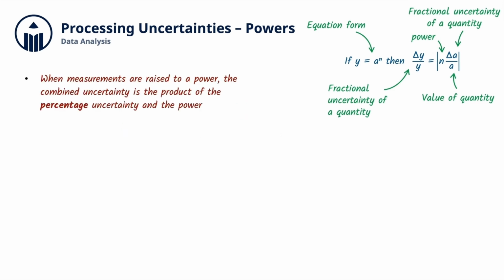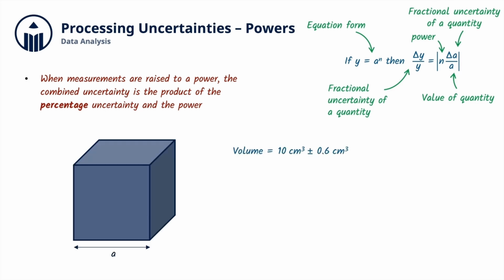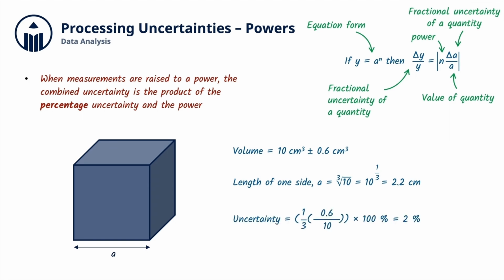You may need to convert a square root or cube root into a power. However, the rule is still the same. Take, for example, a cube with a volume of 10 centimeters cubed plus or minus 0.6 centimeters cubed. The length of one side would be the cube root of 10 centimeters, which is the same as 10 to the power of a third. This is equal to 2.2 centimeters. Therefore, the uncertainty is still the power, but this time a third times the percentage uncertainty. This is equal to 2%.